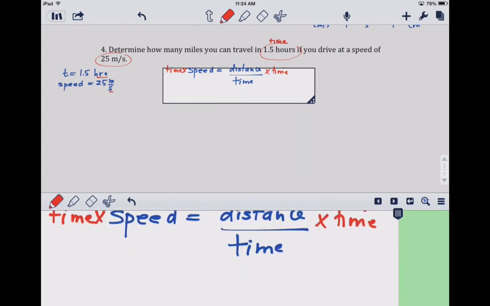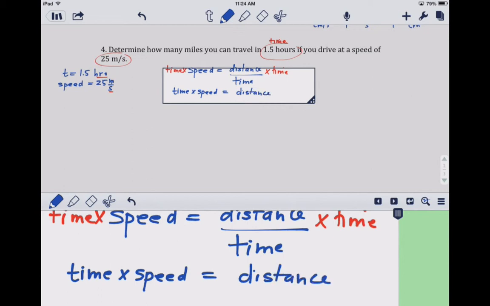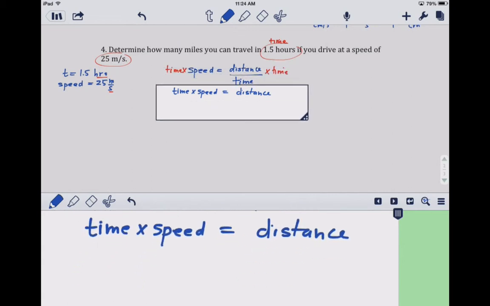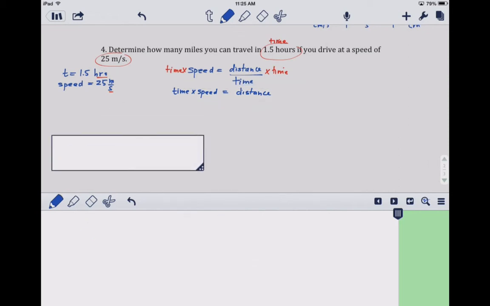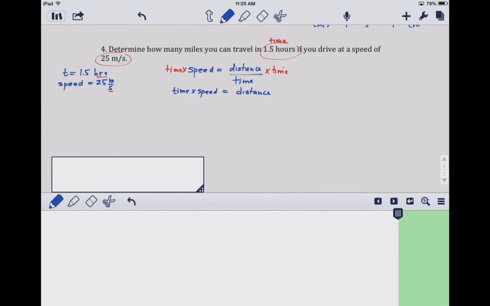I end up with an equation that says time times speed equals distance. If you've taken a full year of algebra, you may recognize this as the same format as distance equals rate times time. Before I can plug in the numbers, though, I need to do some conversions. I'm going to choose to convert hours to seconds here. I always prefer to do single unit conversions. It's a little easier.